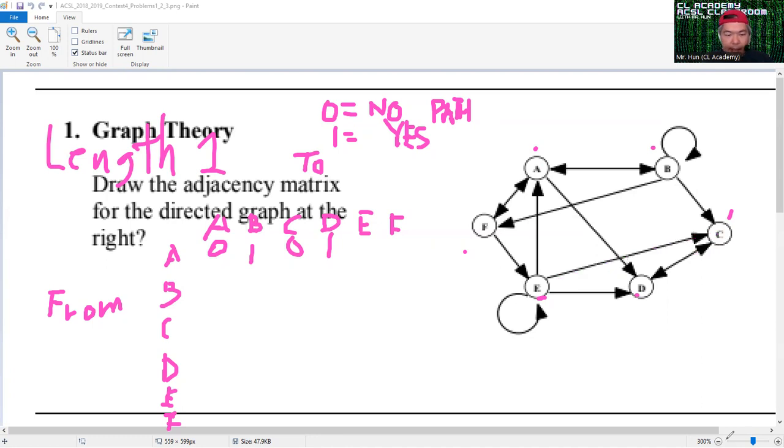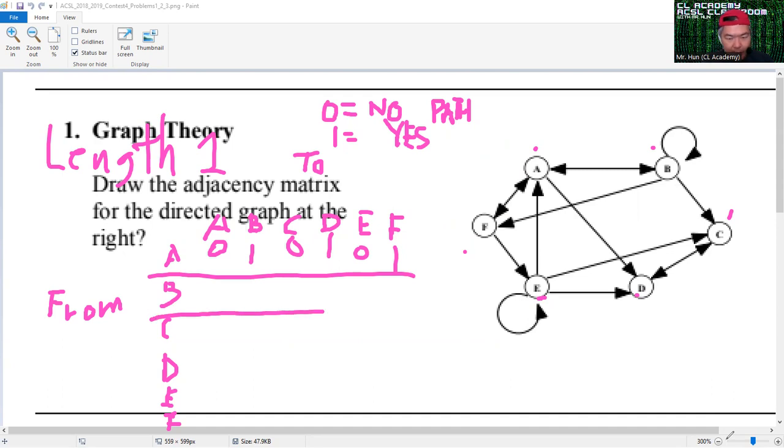Okay, can I go from A to E? No. There is an edge, but it doesn't go from A to E. It only goes from E to A. Can I go from A to F? Yes. There is an arrow from A to F. That's a 1. Okay, now we go to B.